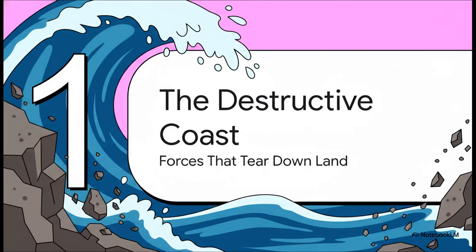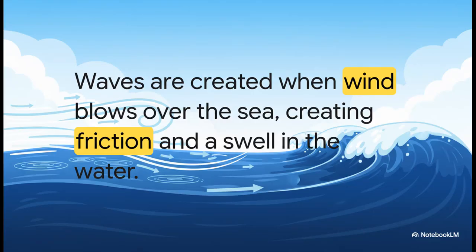It's kind of funny, but to understand how coasts get built up, we first need to look at how they get torn down. So let's start with the villain of our story, if you will, the incredible, destructive power of the sea. So where do these waves come from? It all starts with the wind. As it blows over the ocean's surface, that friction basically grabs the water and creates a swell. But here's the thing, not all waves are the same. Not by a long shot. They basically fall into two main camps.